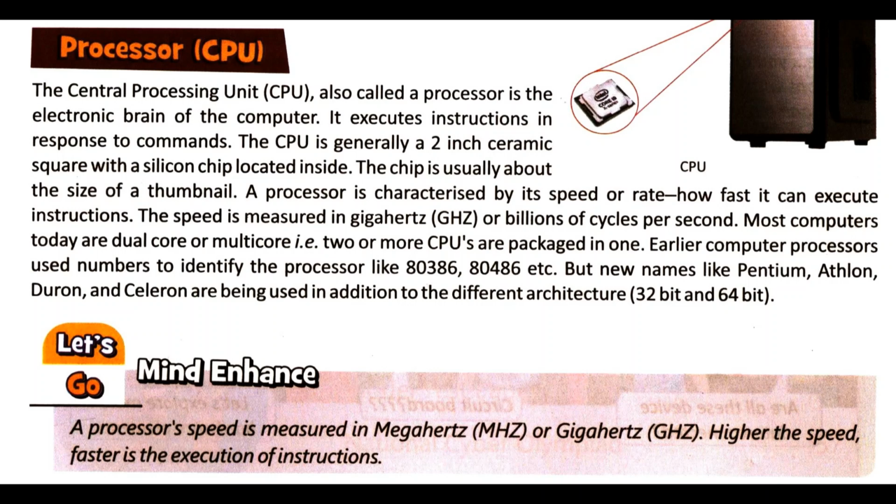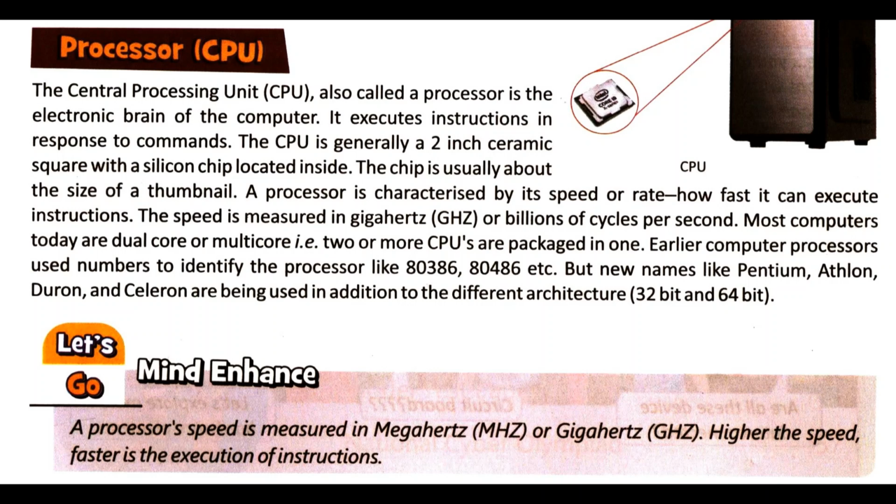The central processing unit of a computer is also called the processor, which is the electronic brain of the computer. The main function of the CPU or processor is to execute the commands that are given by the user. The CPU performs basic arithmetic, logic, controlling and input-output operations specified by the instructions in the programs.